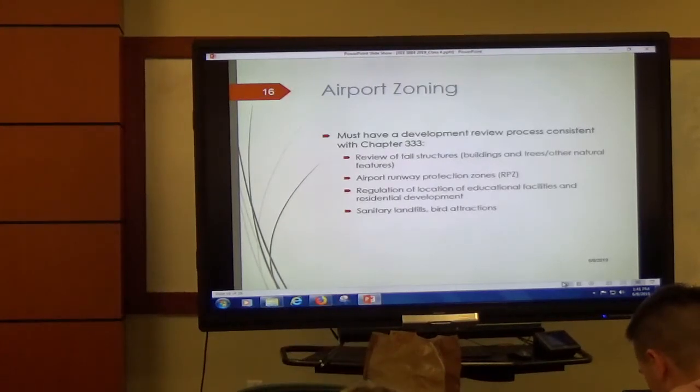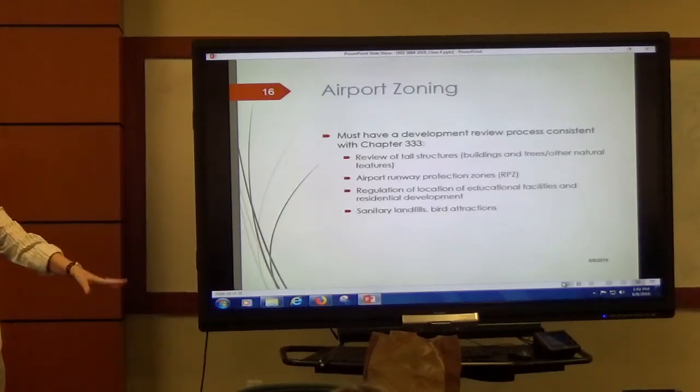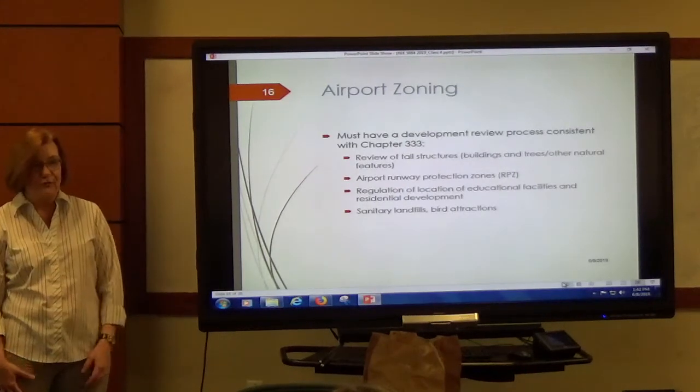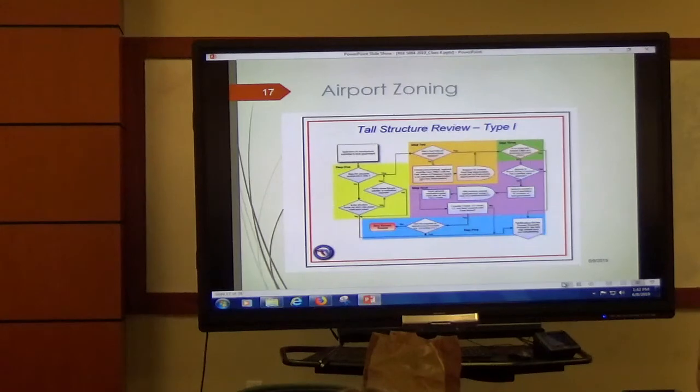Oh, and the other thing is bird attracting uses. So the end of a runway might seem like a great place for a nice little wetland, but it's not, because that attracts birds. And birds, we all watched the movie about the plane that went down after a bird strike, right? In the Hudson, yes. So birds, anything, a landfill, or even a natural area that's going to attract birds is a no-no at the end of a runway.